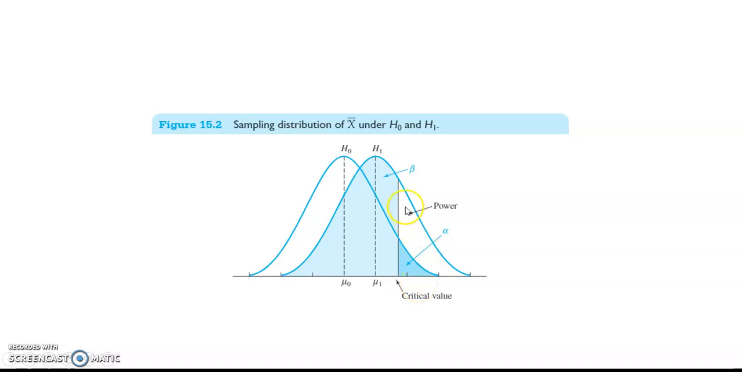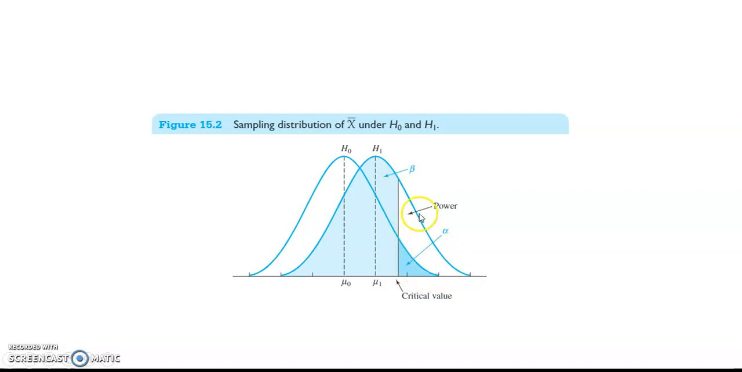Now you can see that this area here is power. If a t statistic falls in here, then you reject the null hypothesis, and you are in this zone of correctly rejecting that null hypothesis. If you're going back to a dart throwing analogy, if you land in here, then you are in a good place. You've correctly rejected the null hypothesis.